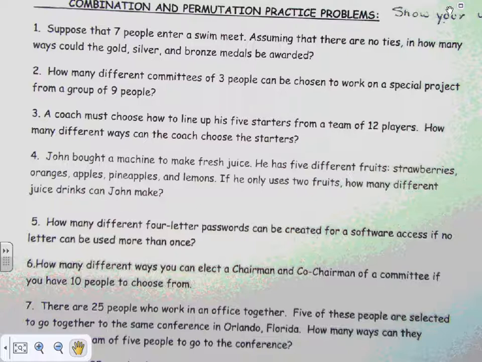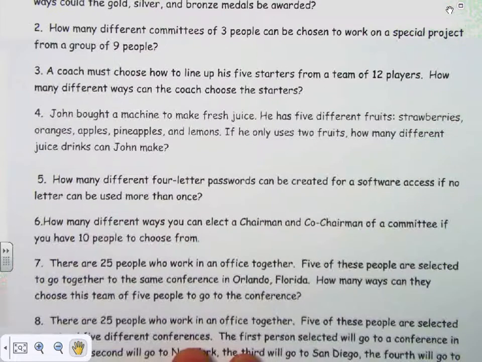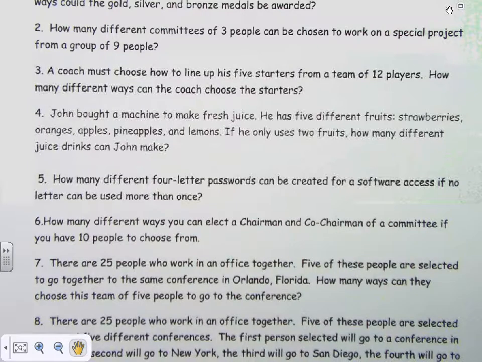Okay, number 2. How many different committees with 3 people can be chosen from a group of 9? Combination. The order does not matter. A coach has to show his lineup of 5 starters for a team of 12. Permutation. Order matters in a lineup. You want certain people in certain positions, okay? How about John is going to make some juice and he's got 5 different fruits and he wants to use 2 fruits as a combination. He doesn't care which fruits he uses in what order. Okay? So it's a combination.